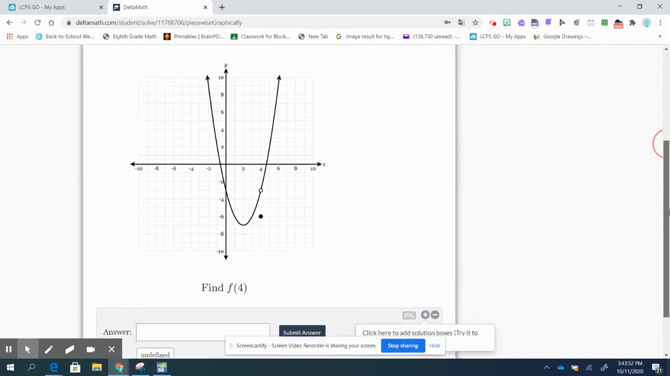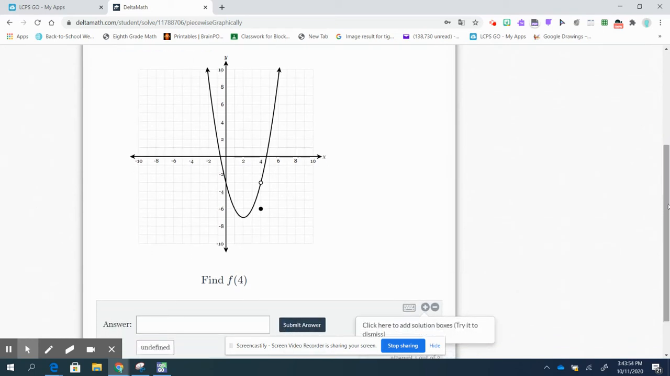Now, it looks like it might be confusing, but it's much less confusing than it seems. So this one, we have just a graph, a parabola, and we have a hole right here, and then we have just a dot. So we want to find f of 4, and that just means when x is 4, what is y? So here we are at the origin. We go over to 4. What is our y? Can we use -3? We can't because it's a hole. But if we keep going down, we see that at -6, we have a point. So that is the answer that we want.